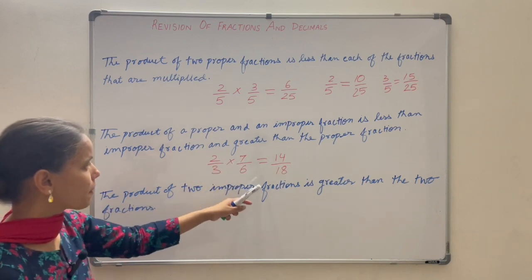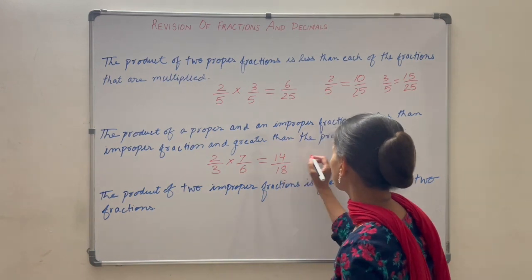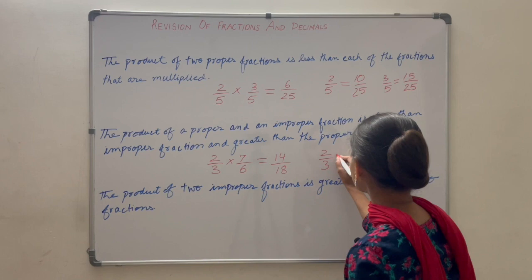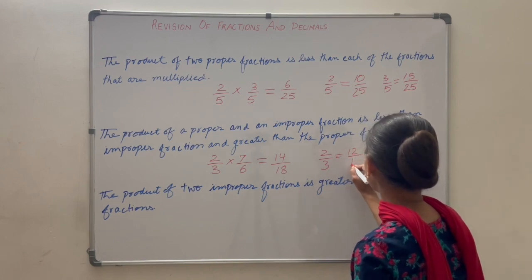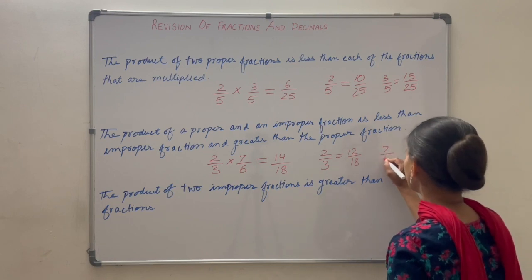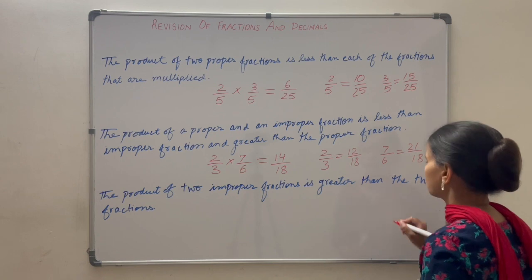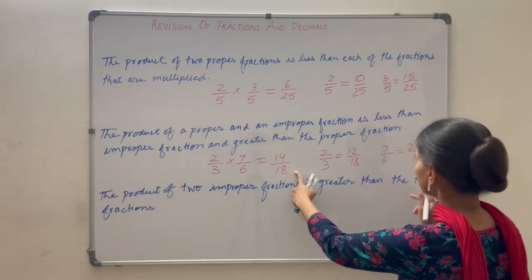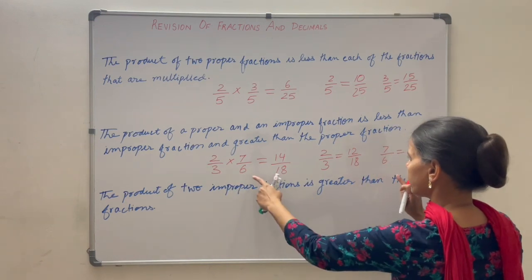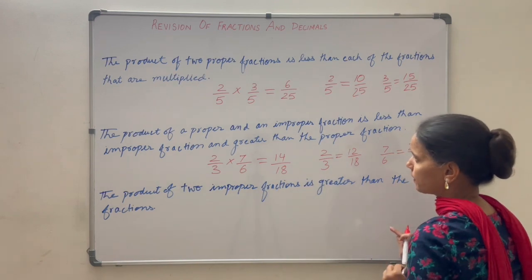So how are you going to compare? For that, we have to make the denominator the same. So 2 by 3, you have to multiply by 6. So this is 12 by 18 and this you multiply by 3. 7 by 6, when you multiply by 3, you get 21 by 18. So you can clearly see that it is greater than 2 by 3, which is a proper fraction, and it is lesser than the improper fraction, that is 7 by 6.